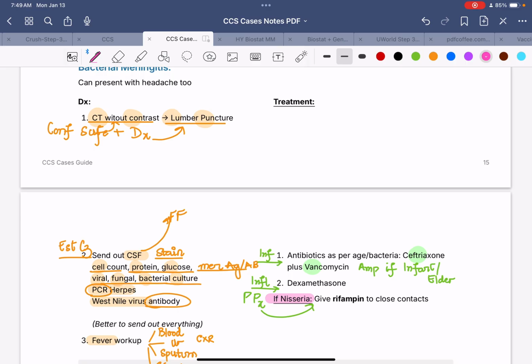Therefore, we always do CT scan without contrast before doing a lumbar puncture, just to ensure that there is no increased intracranial pressure and ventriculomegaly. Okay, so in the diagnostic workup, number 1, confirm the diagnosis with CT scan without contrast followed by the lumbar puncture. Next, since we have taken out the CSF, now we have to do CSF studies in order to establish the cause. So what are the main things that you have to study the CSF for?